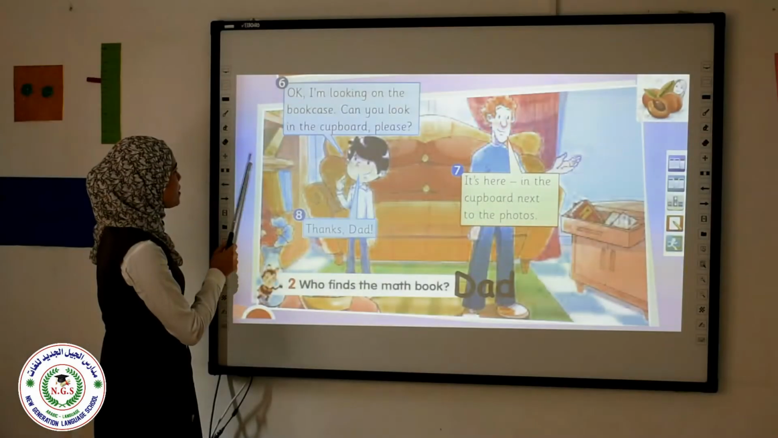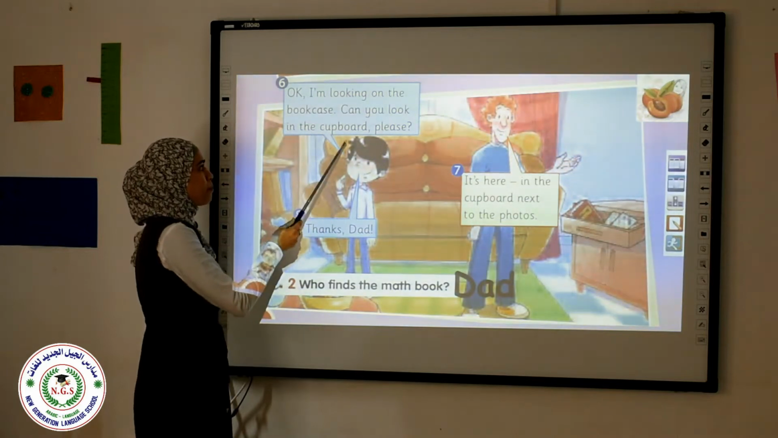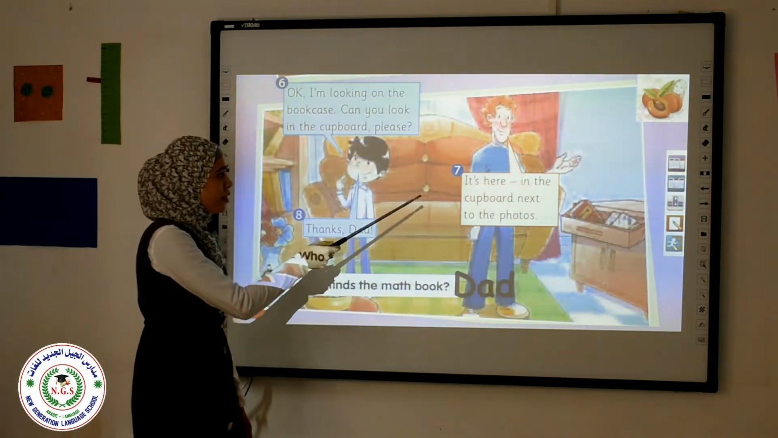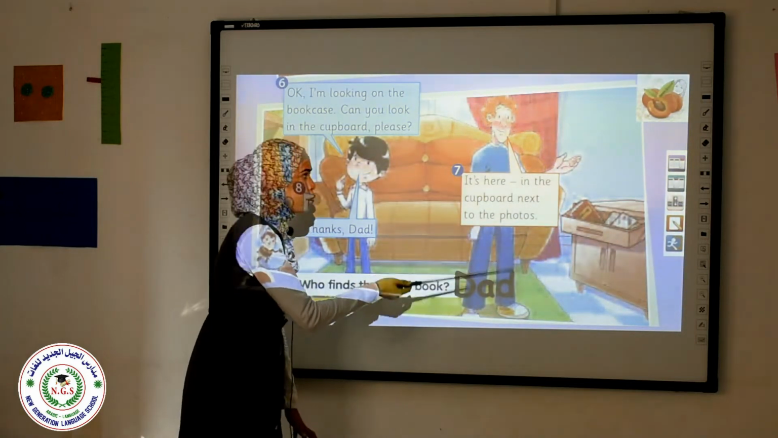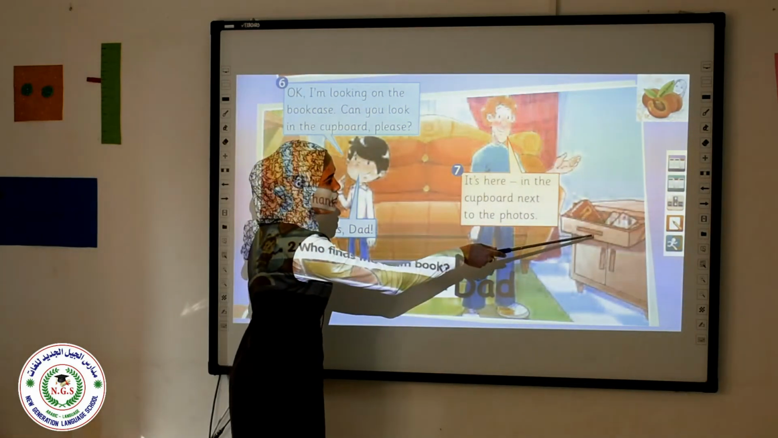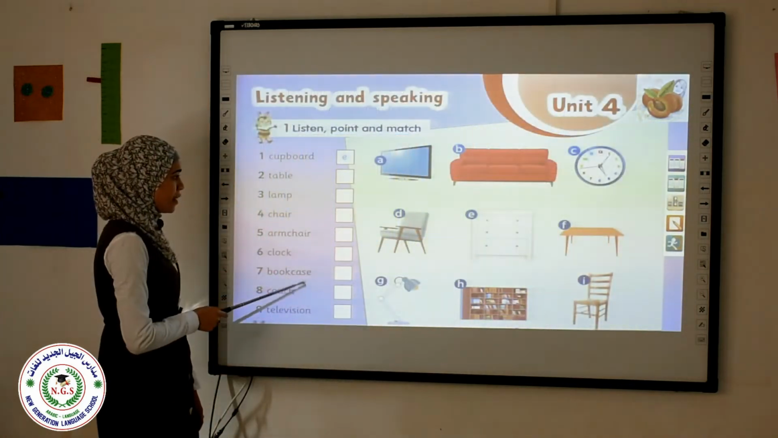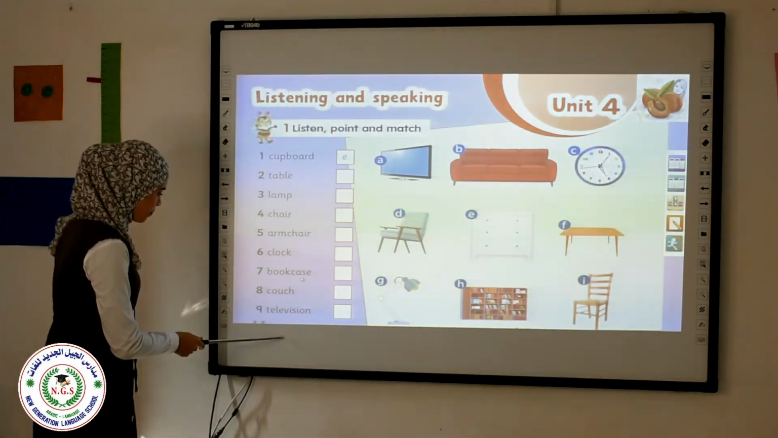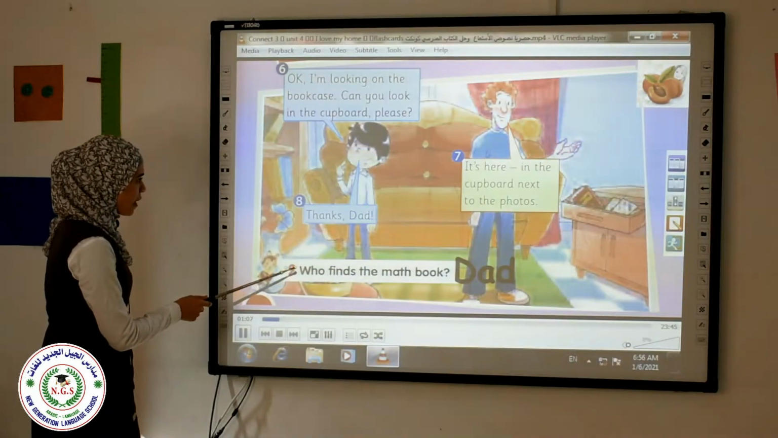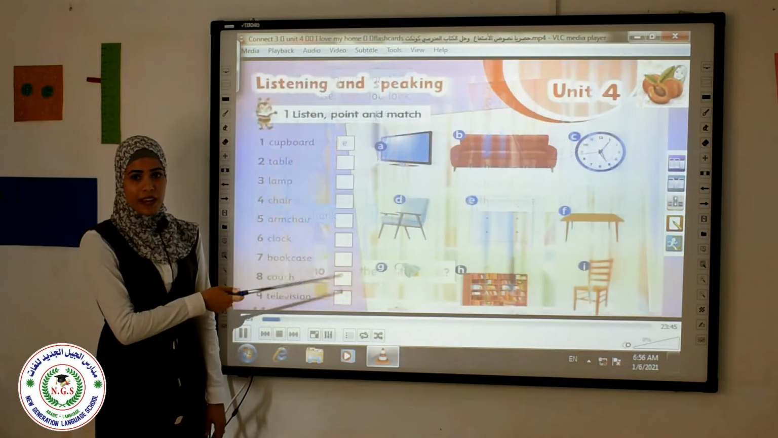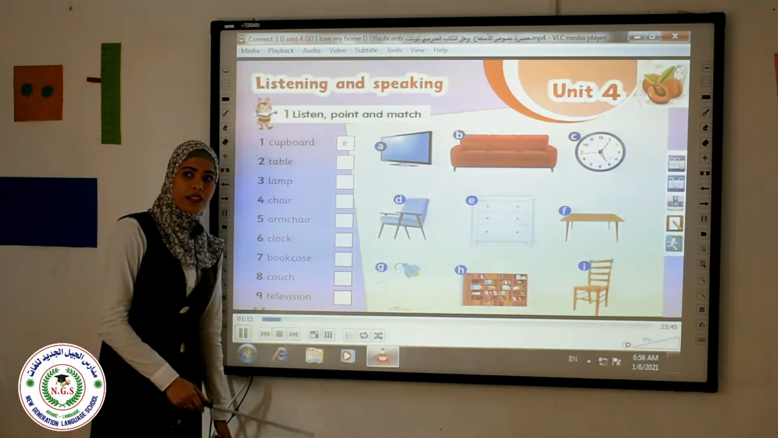Number 6, Hani says, okay, I'm looking on the bookcase. Can you look in the cupboard, please? His dad says, it's here in the cupboard next to the photo. His dad finds the book here in the cupboard. Okay? At the end, Hani says, thanks, Dad. Okay? We will move now to the vocabulary.